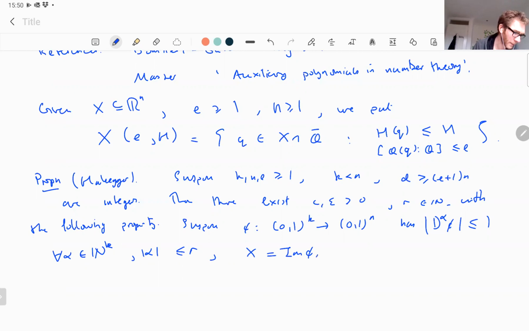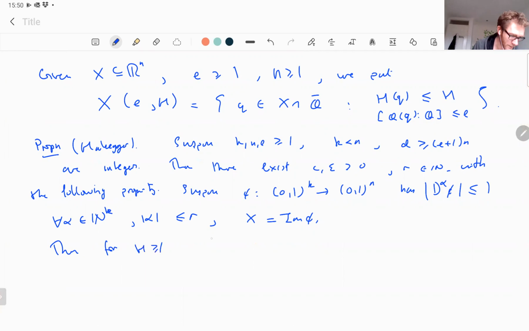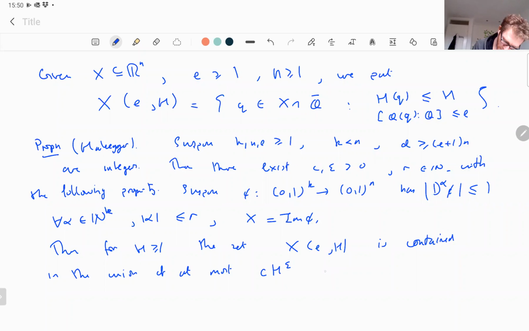Then for H at least one, the set X(E, H) is contained in the union of at most C H to the epsilon algebraic hypersurfaces of degree at most D. Moreover, epsilon tends to zero as D tends to infinity.